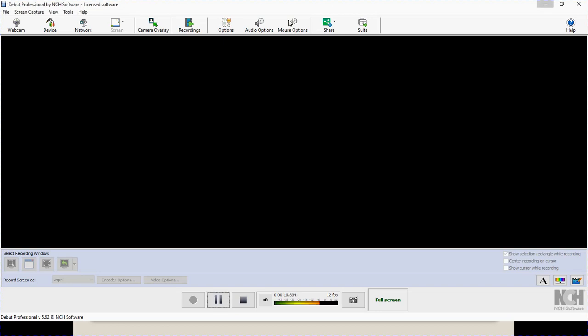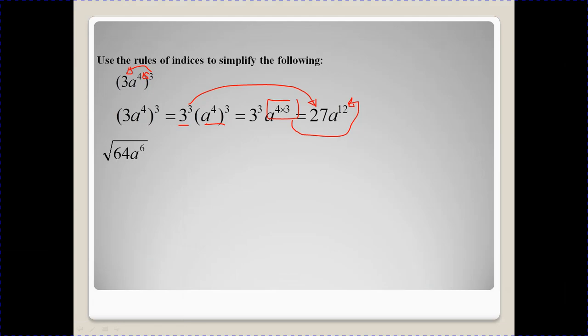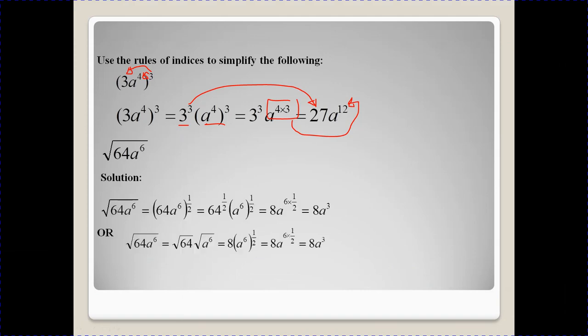Okay, let's continue. What if I have the square root of 64a to the power 6? Now, this is the square root of 64a^6. By default, when you don't have an index outside the radical sign, the index is 2, and you read it as square root.